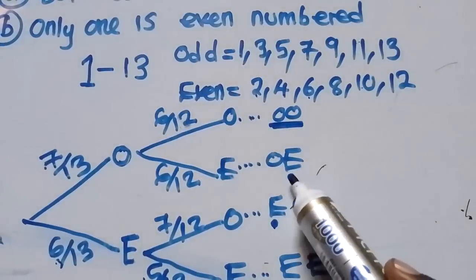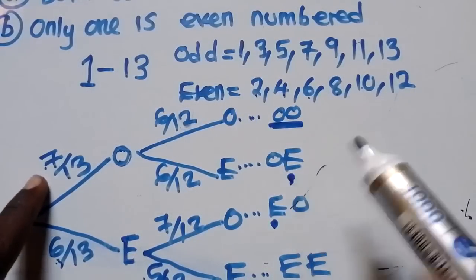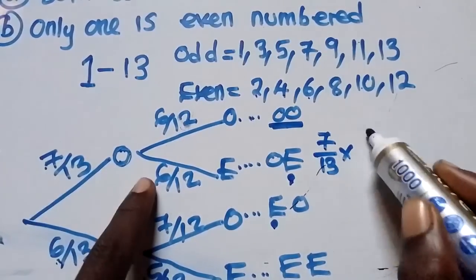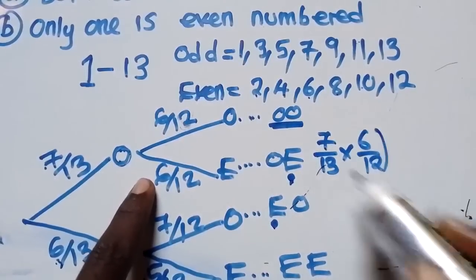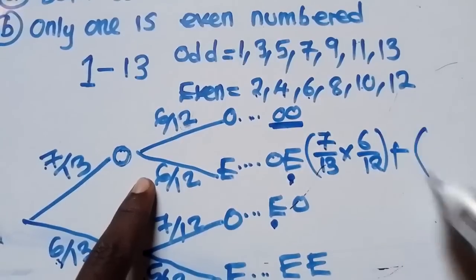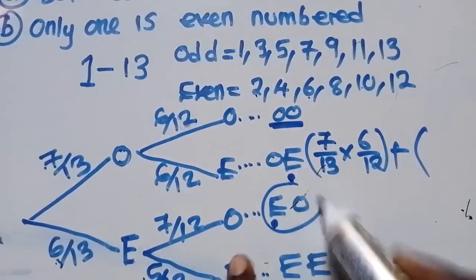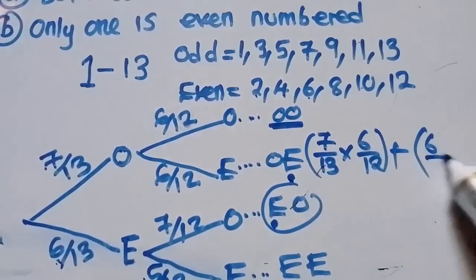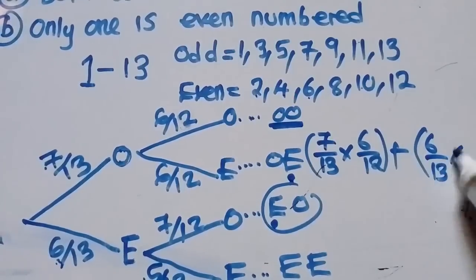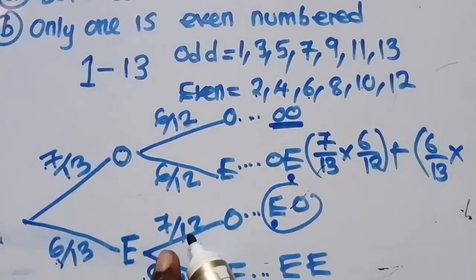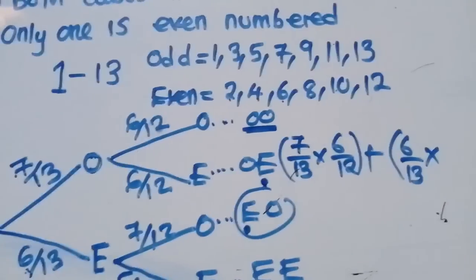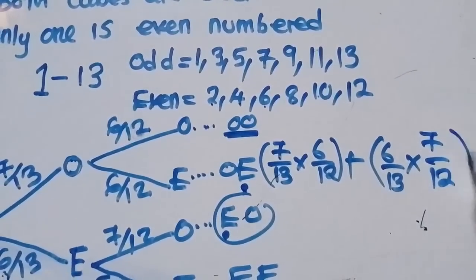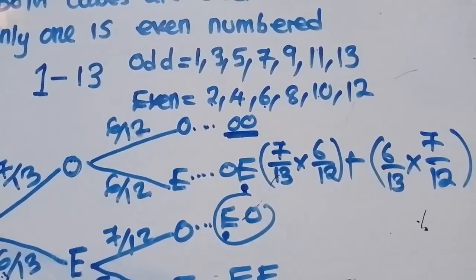You multiply this one. 7 over 13 times 6 over 12. Then you say plus. Plus what? This one which is here. So you are going to get these two. 6 over 13 times this one which is here, 7 over 12. Multiply these two and tell me the answer.